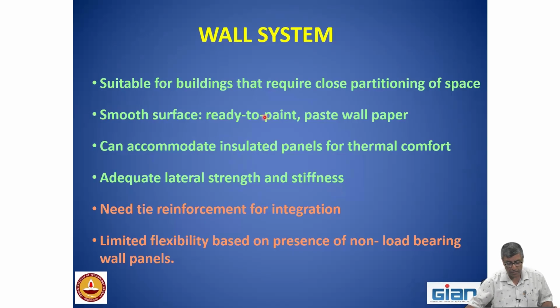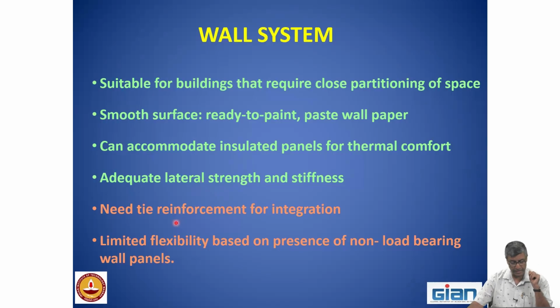Here we can provide smooth surface ready to paint or paste wallpaper. That means plastering is getting outdated. If you can make precast wall panels smooth enough, you may just have to do some color wash or maybe put some wallpaper. It can accommodate insulated panels for thermal comfort. If you go for say a food storage building, they have a certain type of requirement, cold storage. There these are required, so why not make thermally insulated wall panels, and they provide adequate lateral strength and stiffness as compared to a frame building.